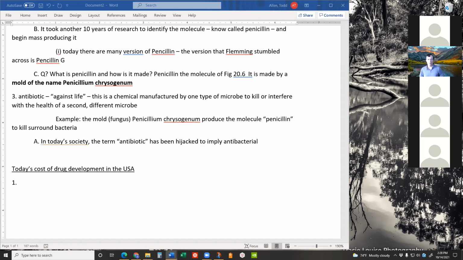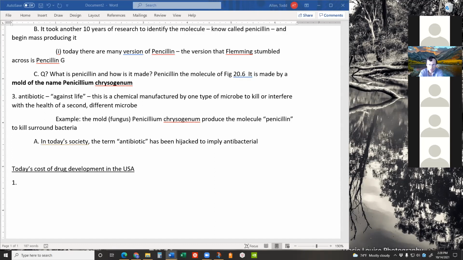What is the average time to bring a new drug to market in the United States of America? How long does it take a drug company to figure out a new drug and understand how it needs to be manufactured, to go through clinical trials and actually get it on the market? How long does it take?